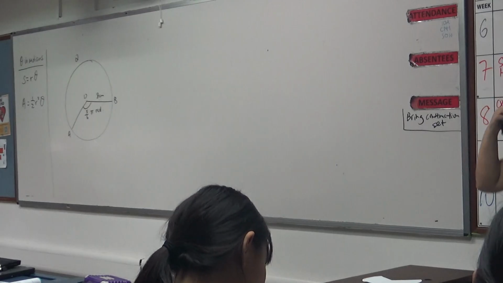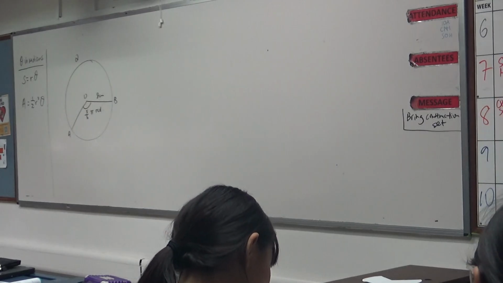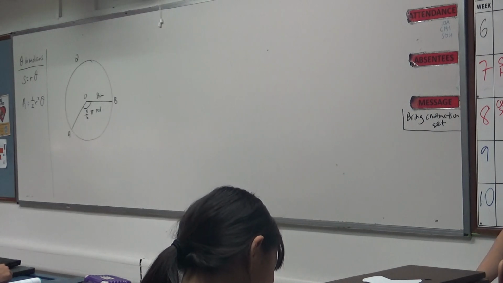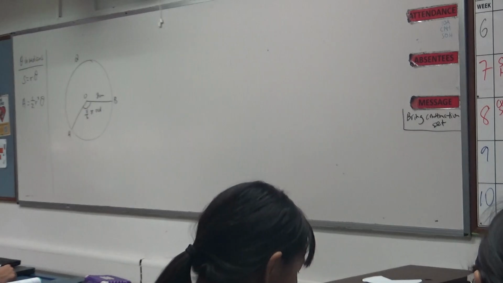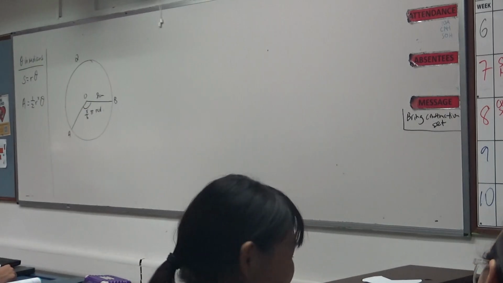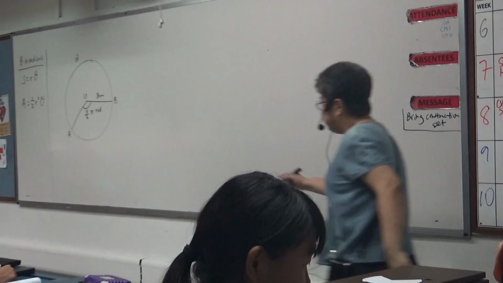Let's take a look at this question. In the figure, O is the center of the circle of radius 8 cm and angle AOB is 5 over 6 pi radians. Find the length of the minor arc APB.